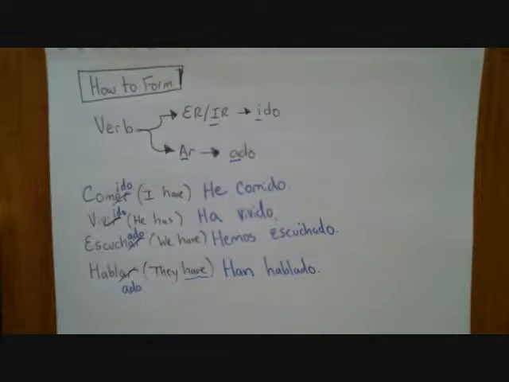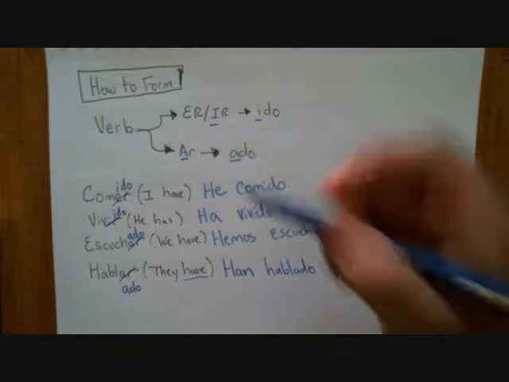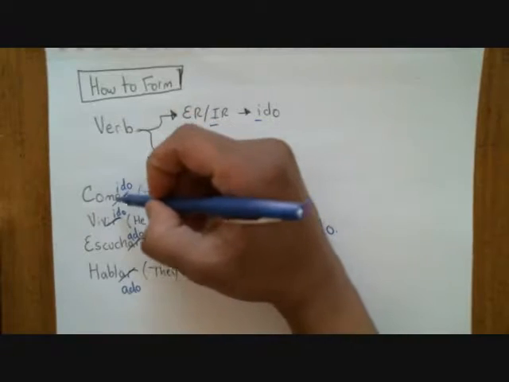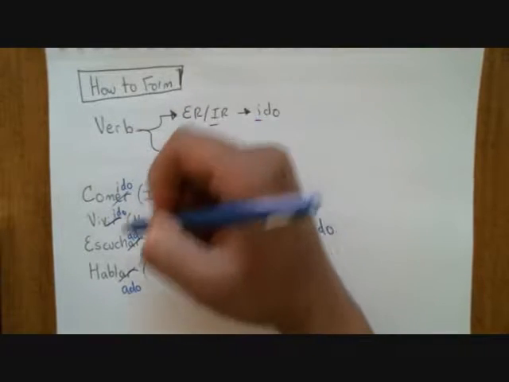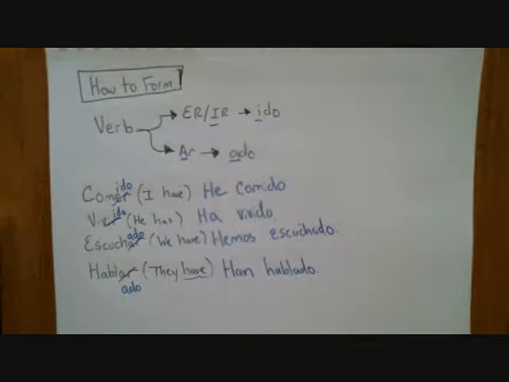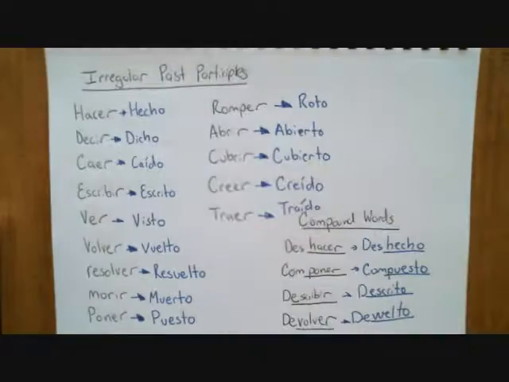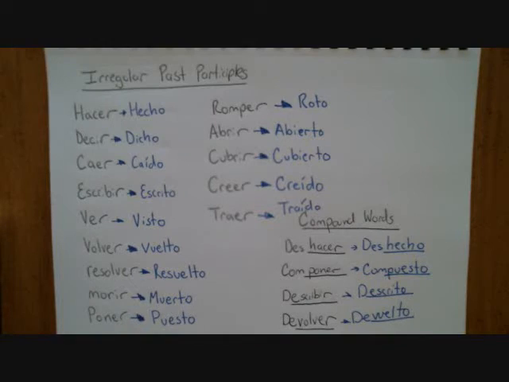Now, of course, as with everything in Spanish, you have a lot of irregulars. And so you have some irregular past participles where it's not just as simple as replace the ER with ido or replace the AR with ado, where you actually have to turn the past participle into something completely different. Here is a general list of the irregular past participles in Spanish just to get you started.